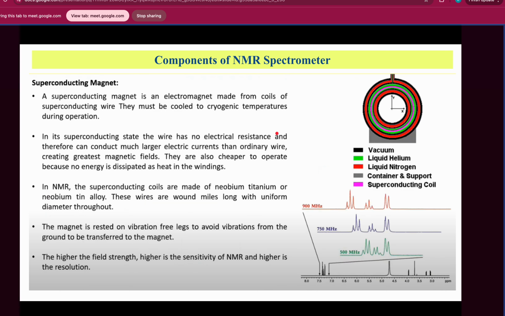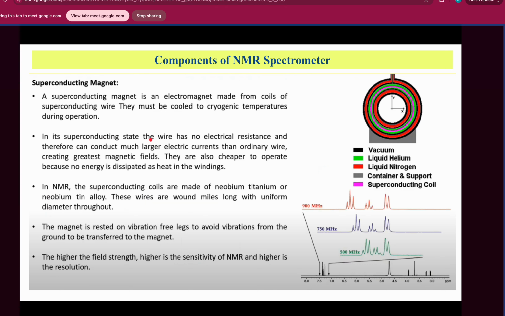Now we will look one by one into each component. The first one is the superconducting magnet. This magnet is an electromagnet made from coils of superconducting wire, and they must be cooled to cryogenic temperatures during operation. To maintain the cryogenic state, they are generally filled with liquid helium, represented by these green wires, as well as liquid nitrogen, represented by this red circle. So multiple liquefied gases such as liquid helium and liquid nitrogen are provided so that the magnet can be cooled down.